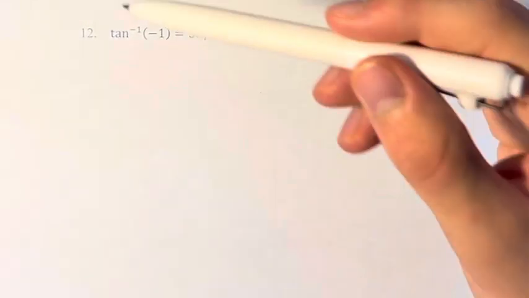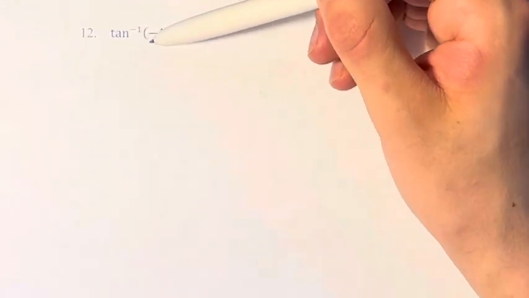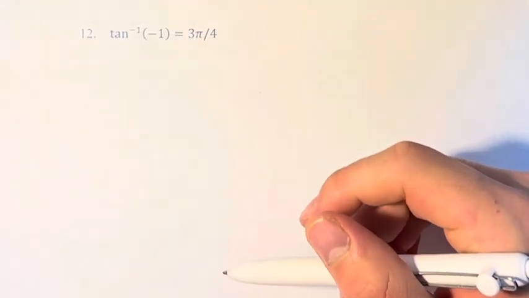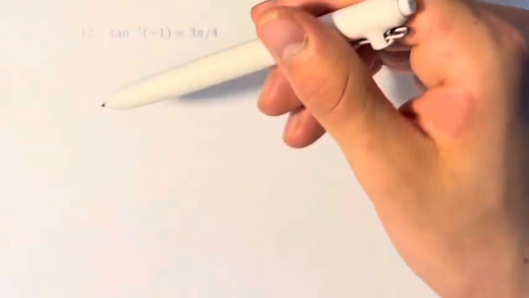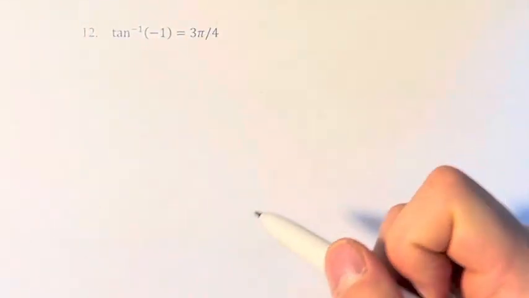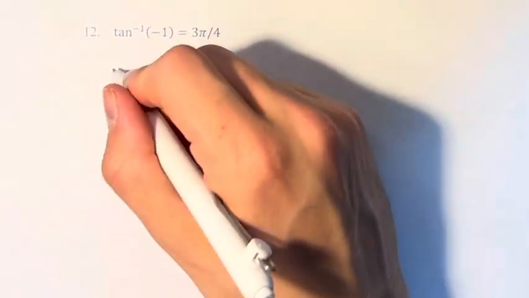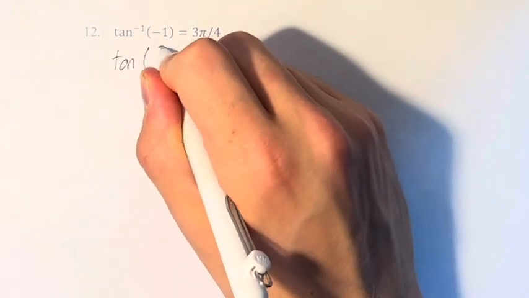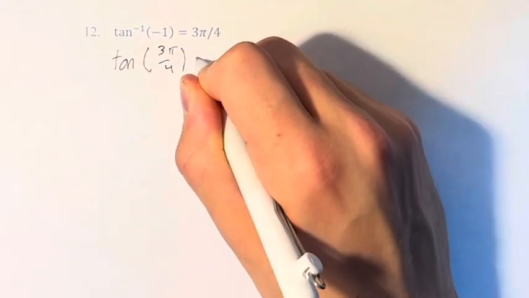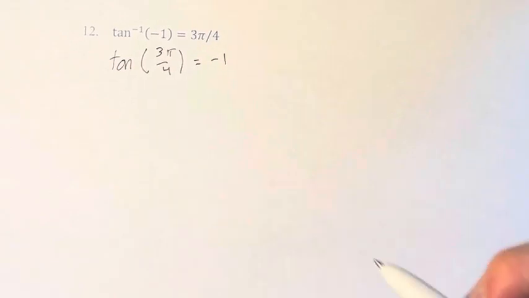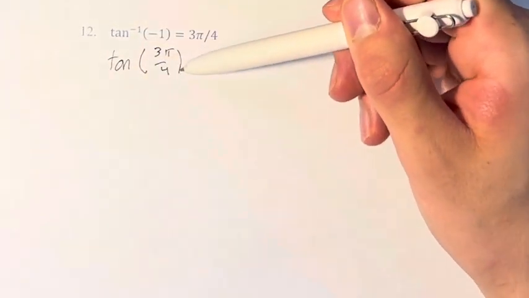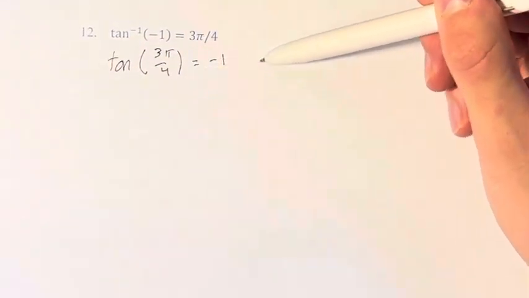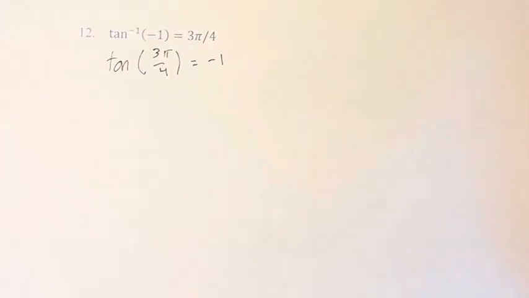In this problem, we are asked whether the inverse tangent of -1 is equal to 3 pi over 4. Now, since this is an inverse function, you might be tempted to say, okay, if this is true, then that means that tangent of 3 pi over 4 equals -1. And then you would calculate the tangent for this value and find that it does equal -1, and therefore the opposite must be true for the inverse.